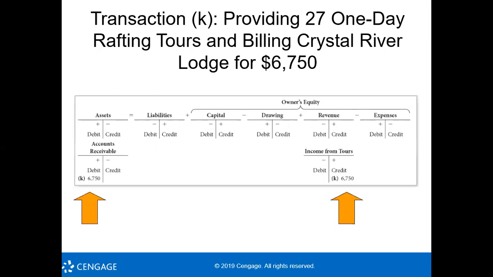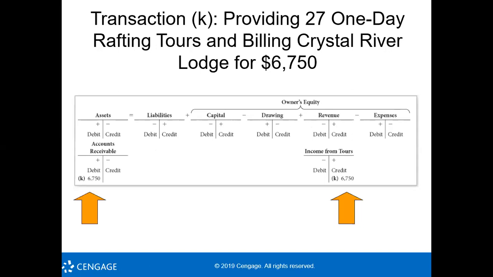All right, our next example, providing 27 one-day rafting tours and billing Crystal River Lodge for $67.50. So we've provided this whitewater rafting services, and now we're sending this Crystal River Lodge a bill. And we've got to wait to get paid. Remember, when our customers owe us money, we call that accounts receivable. That's an asset to us.